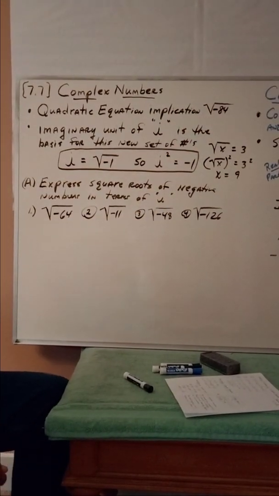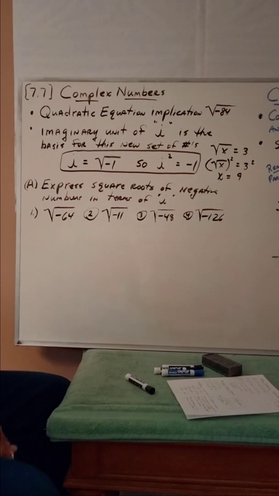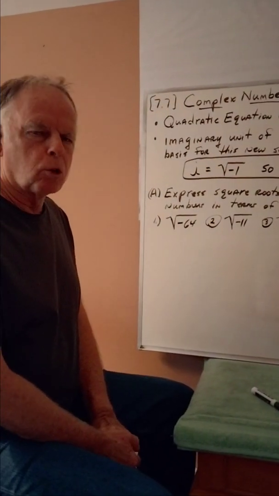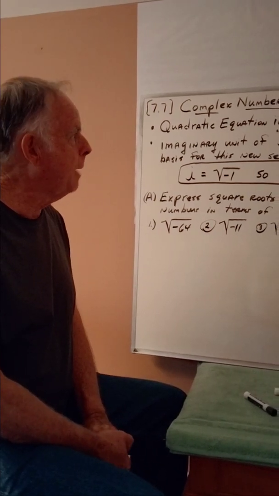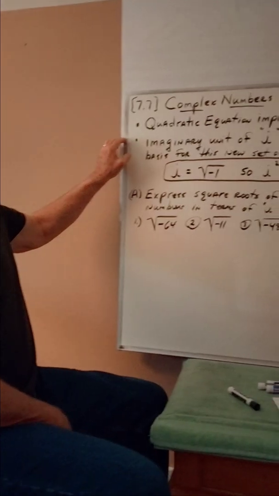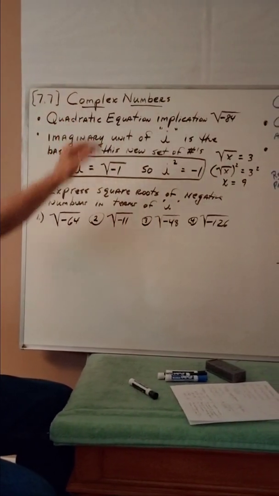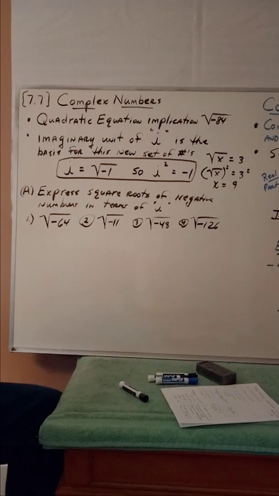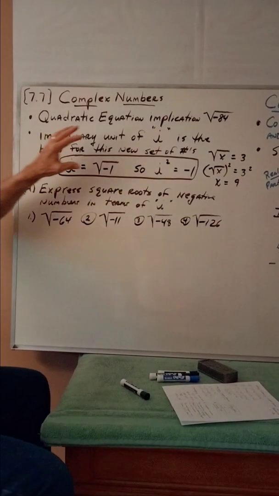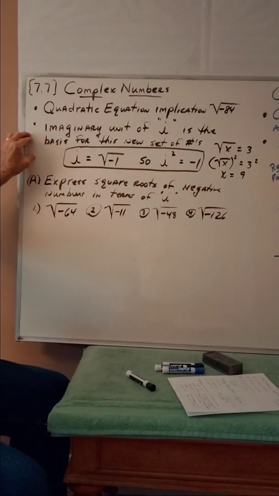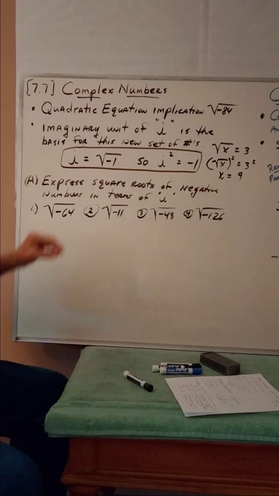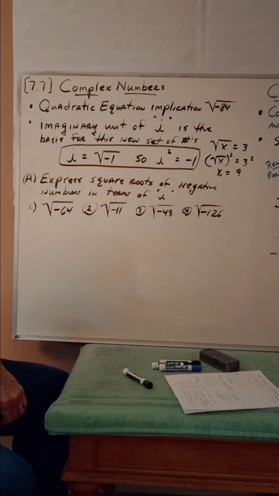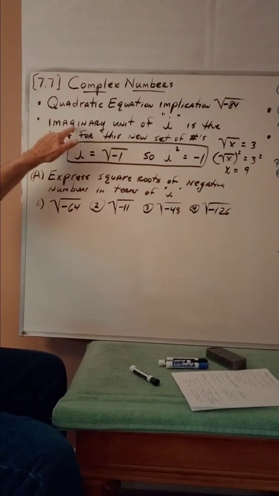And up to this point, we have only been able to find square roots of non-negative numbers. But we're going to need to be able to find the square root of negative numbers as we move into Chapter 8. And for that reason, we need to develop a new set of numbers. And this new set of numbers is what 7.7 is entitled Complex Numbers. Now, before we define what we mean by complex numbers, we want to talk about the basic unit that is the basis for this new set called complex numbers. And it's called an imaginary unit.